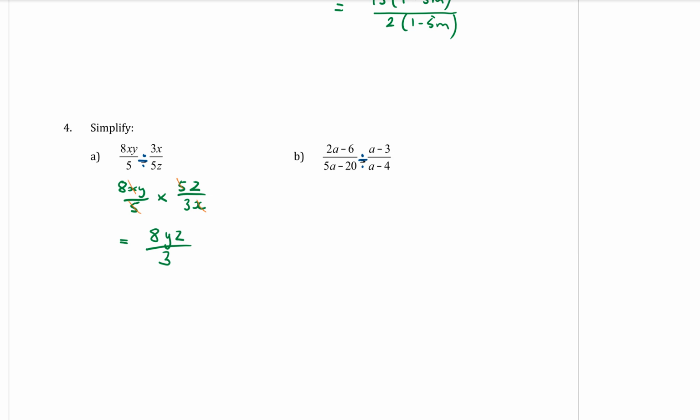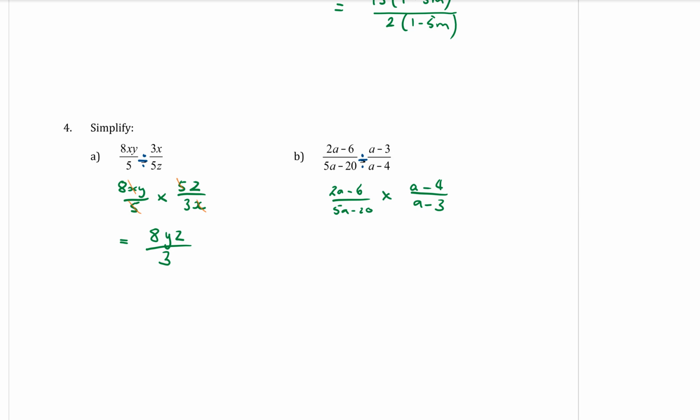Last question, B, another division. So always start by rewriting the question. Please don't try to write over the top of the question in the test. Rewrite it. Don't be lazy. All right, so we're going to have 2a minus 6 over 5a minus 20. Leave. Kiss means turn into a times and turn the second fraction upside down. A minus 4 over a minus 3.